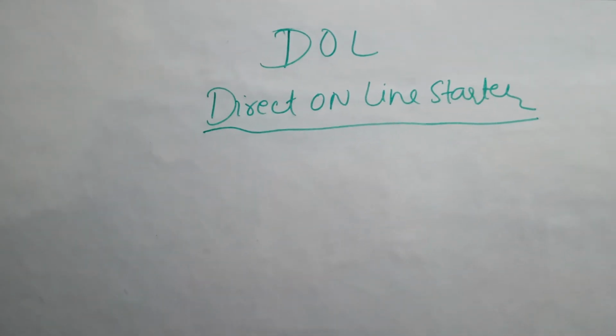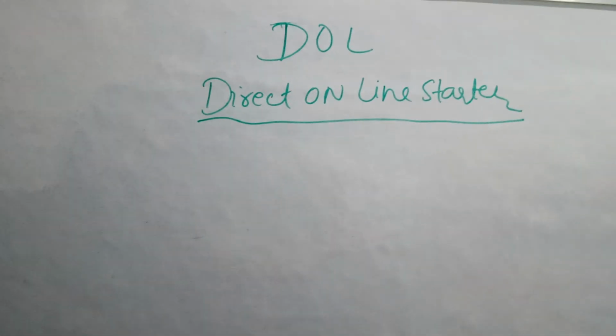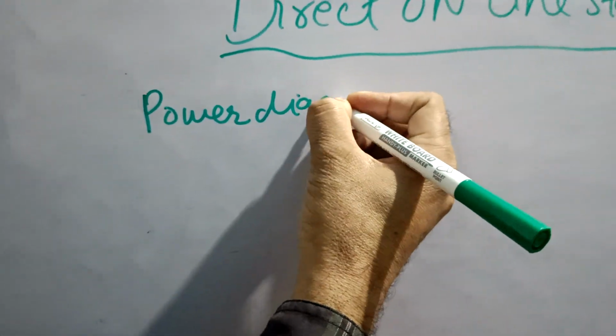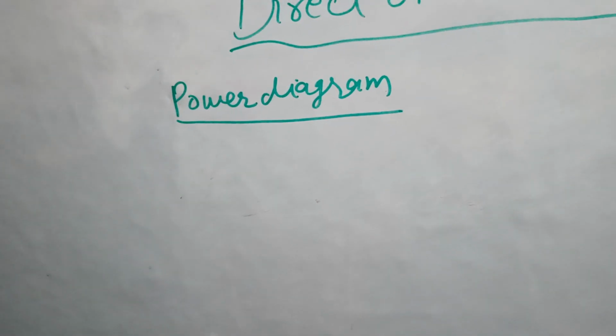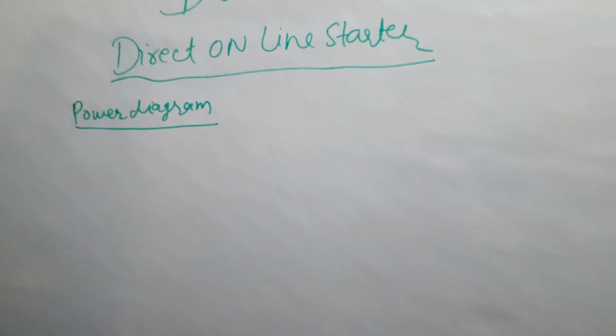Now we will try to understand through the power diagram and controlling diagram. I am first making the power diagram. Why do we call it the power diagram? The power supply directly goes from the power supply line to the motor. That's why it is called the power diagram.